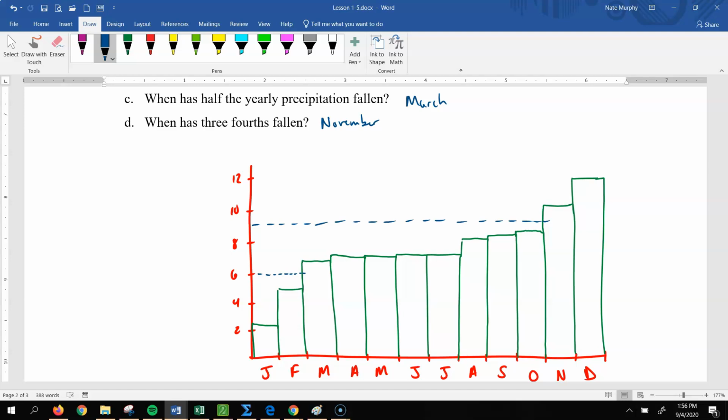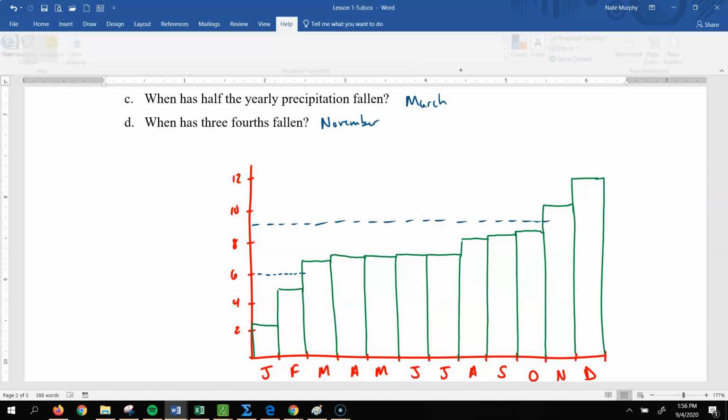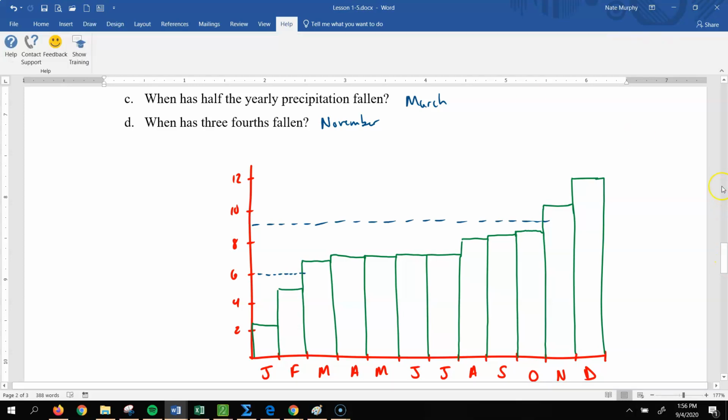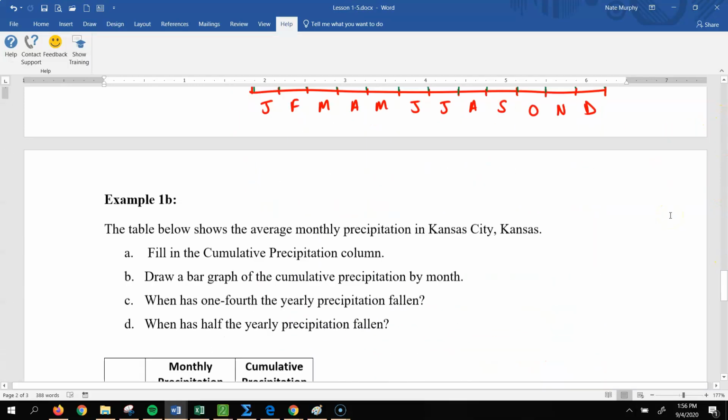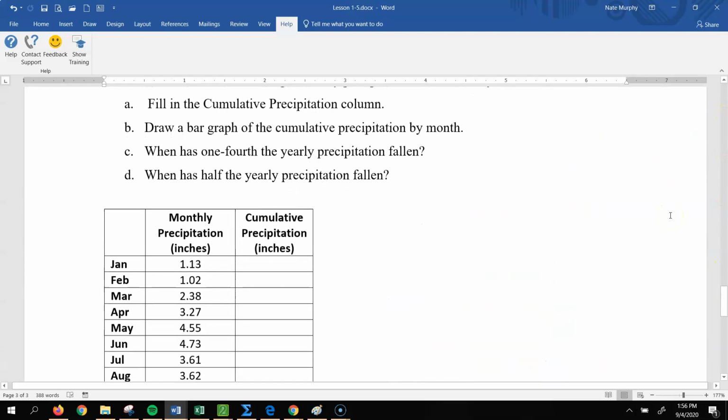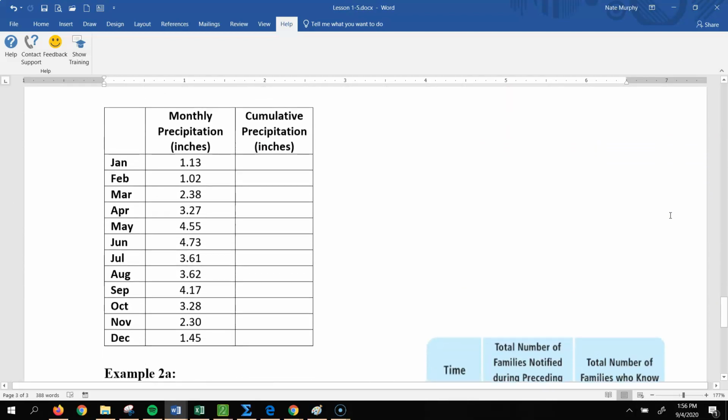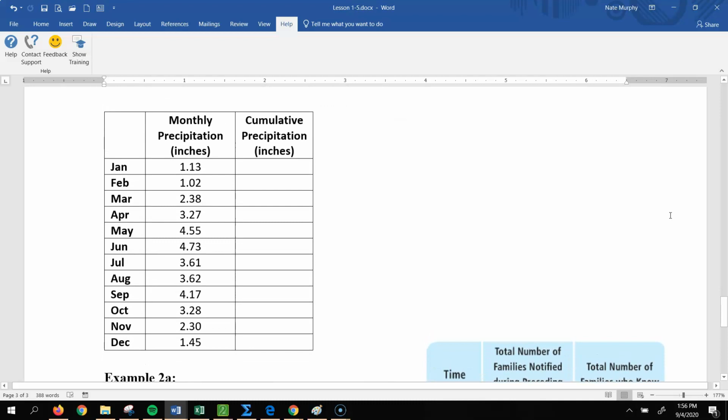So that is how we create a cumulative distribution or cumulative bar graph. So what we're going to do is look at the next table on this next page. What I want you to do here is we're not going to worry about creating a bar graph. It's going to be just like the previous one as far as the process. What I want you to do, though, is make sure you understand how to get the cumulative amounts. And so that's what you're going to do in this one.